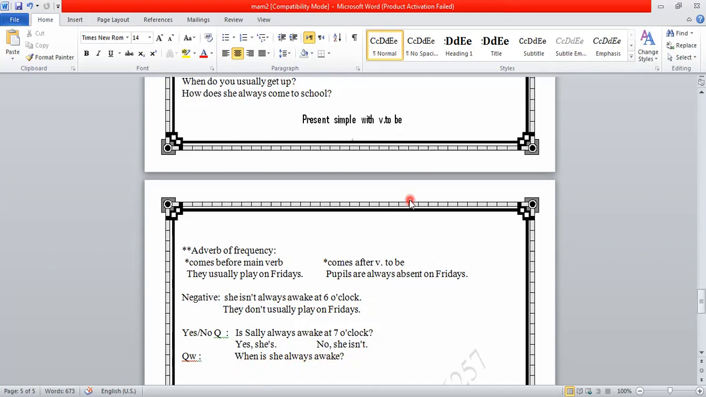The last thing we will talk about is when we use the adverbial phrase. What is the adverbial phrase? That is what we will explain in the next part.